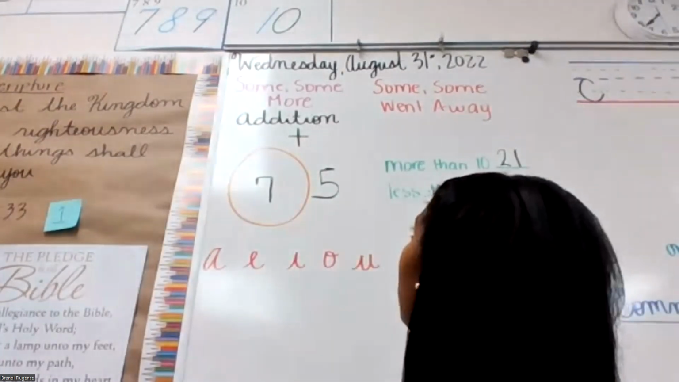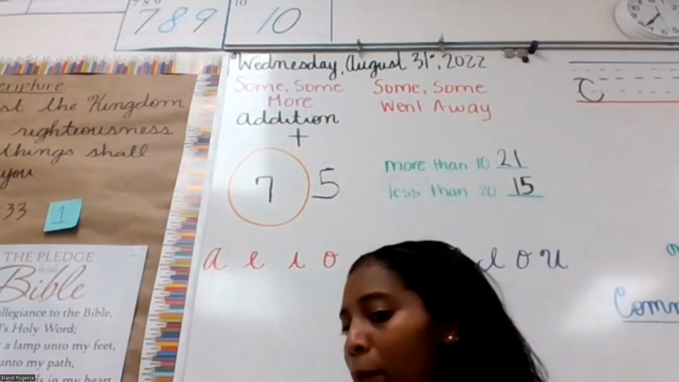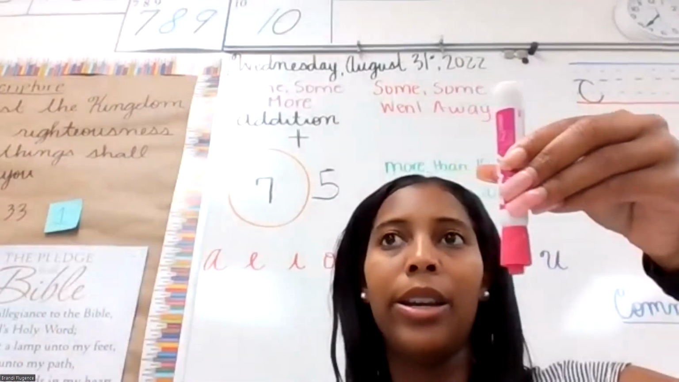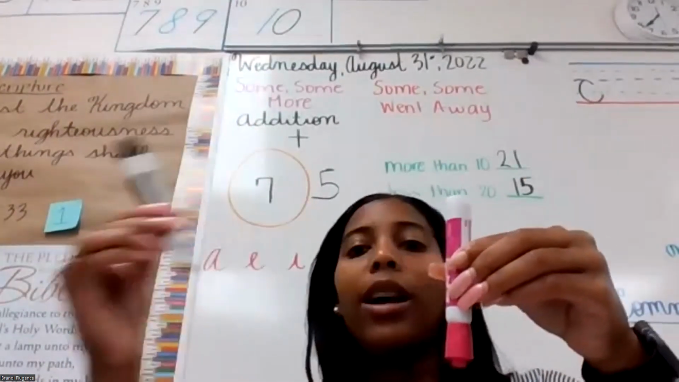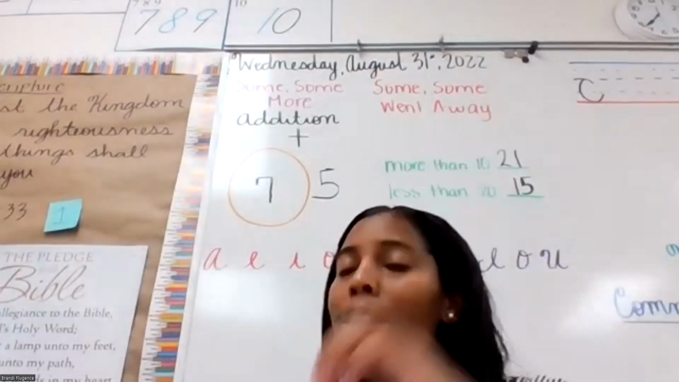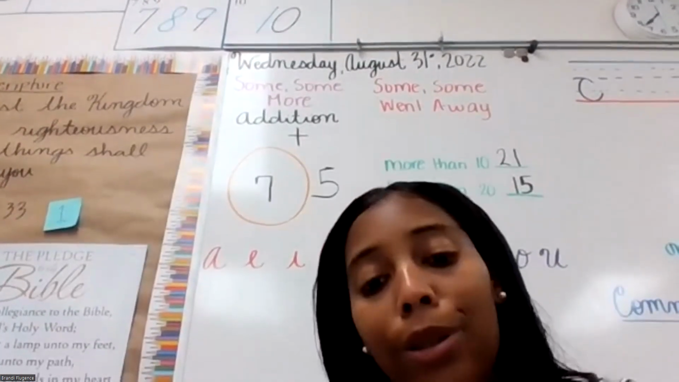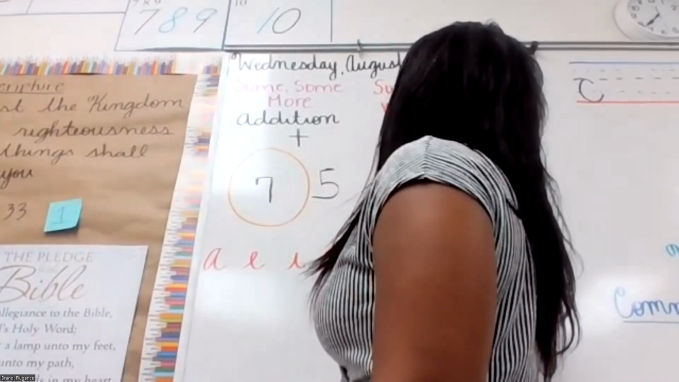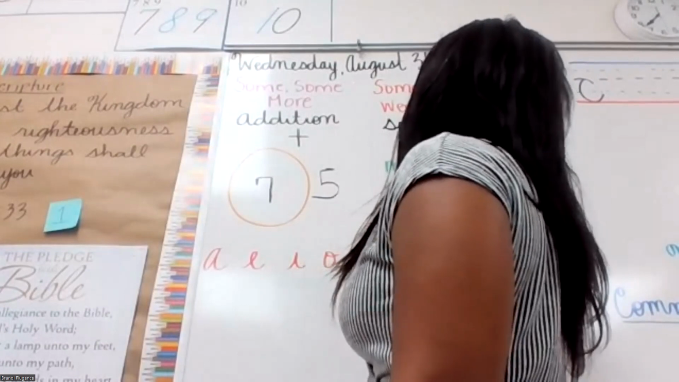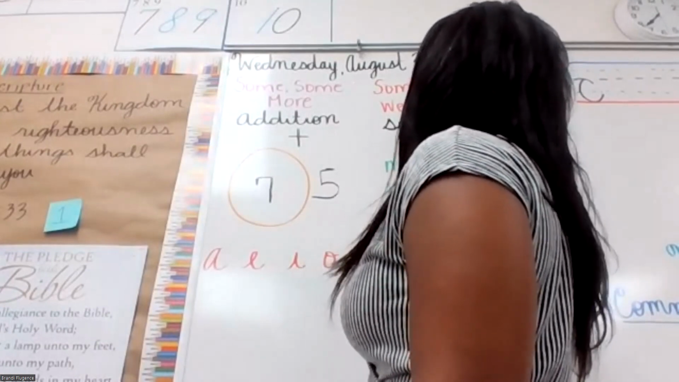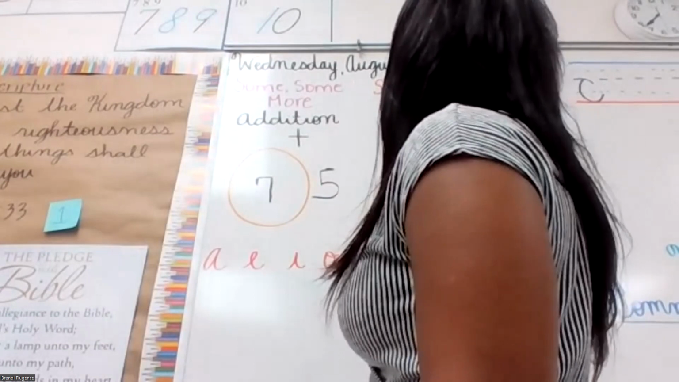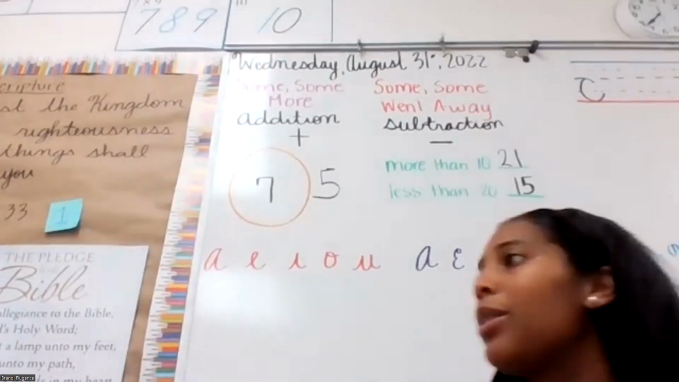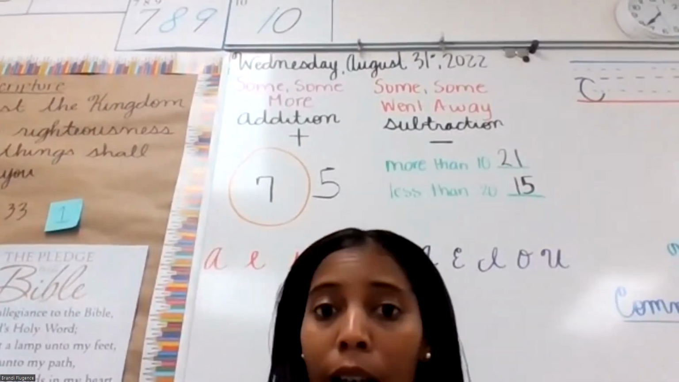Then we talked about some went away. That's like if I say I had some and then some went away. Do you see I had 2? Then I lost 1. Now I only have 1. You'll end up with less than what you started with. This one is a subtraction story problem. Subtraction. Okay, we use the minus symbol to show some went away. So what we're going to do today is use pictures to show.